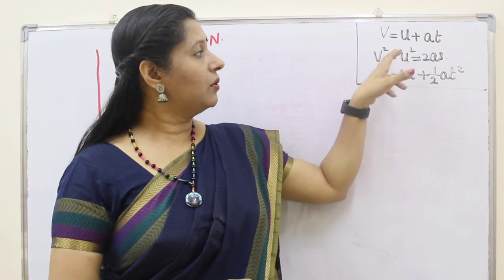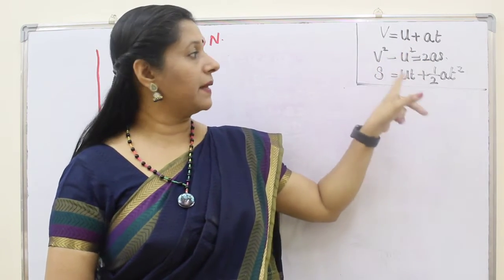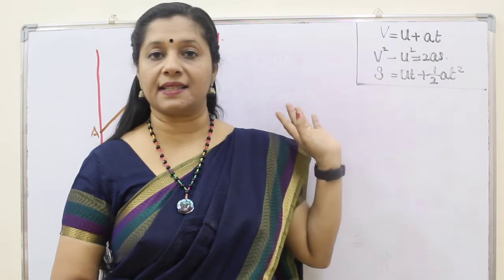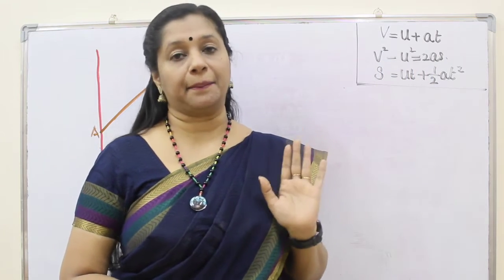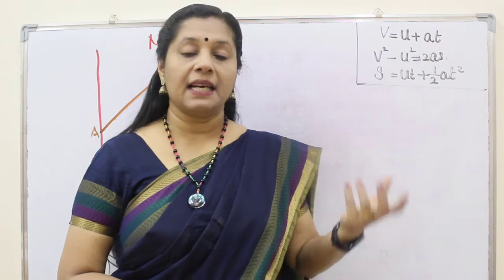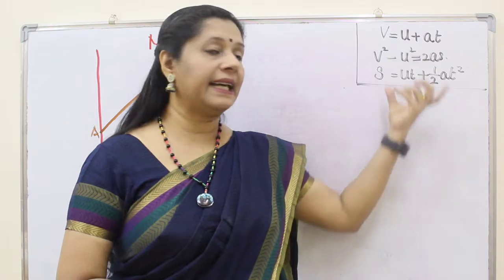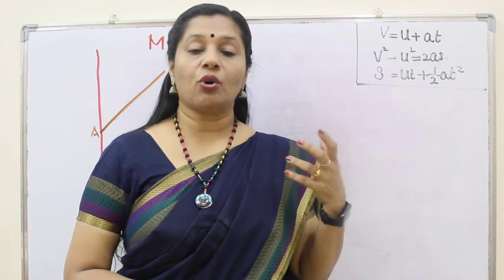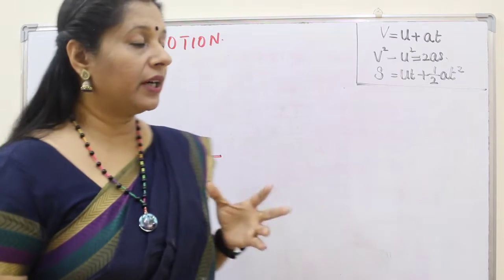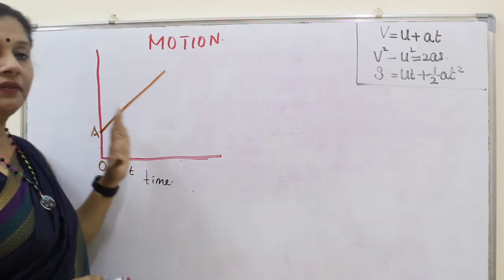But when you remove this t from these two equations, you get the next one, v square minus u square is equal to 2as. Here we are not considering time. So before we start using this in numericals, let us understand how we derive these equations. We can obtain or derive these equations from a v-t graph.